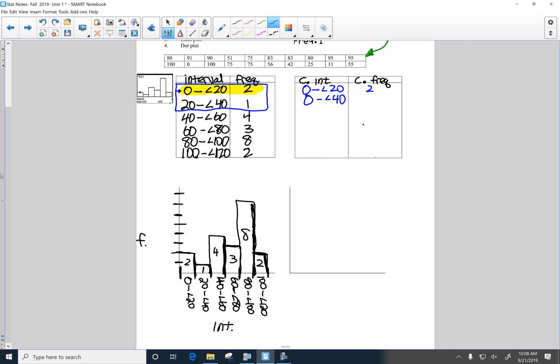And when I collect the frequencies, I started off with 2. I collected my new interval, which gained me an additional frequency. Now I have a total of 3. All right?